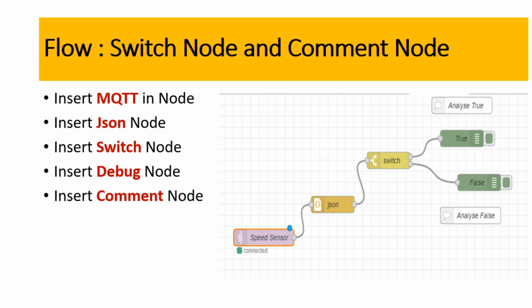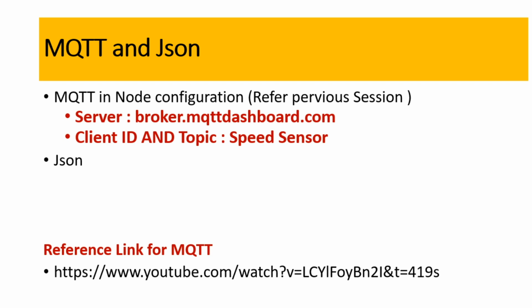First let us create a flow inserting MQTT node, JSON node, switch node, debug node and comment node. MQTT node, in node and out node configuration, you can refer the previous session. So the reference link is given here. You can watch this video on how to configure this MQTT in and out node. So the server name here we are going to provide is broker.mqttdashboard.com and the topic we are going to use is speed sensor, and we are going to connect a JSON.